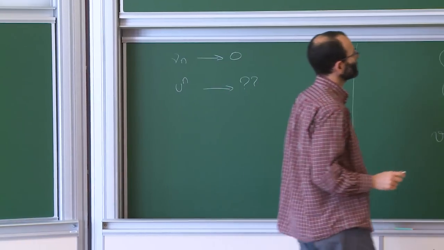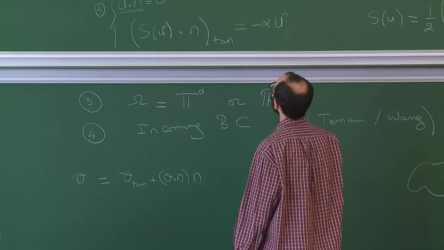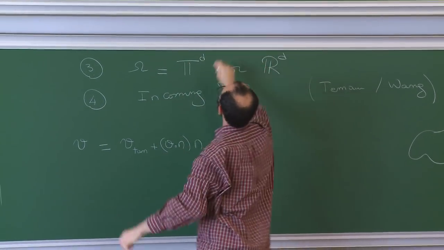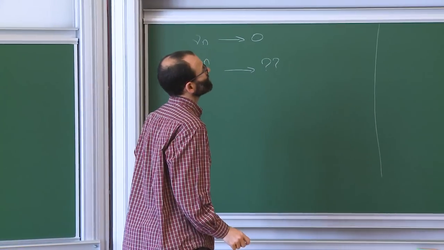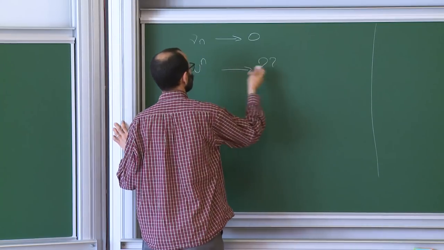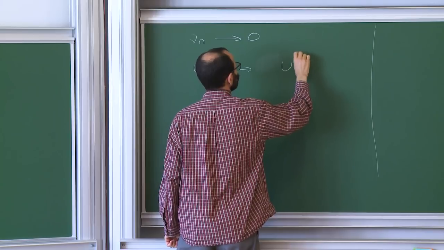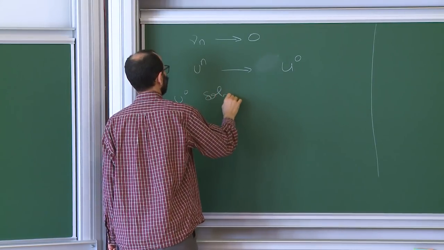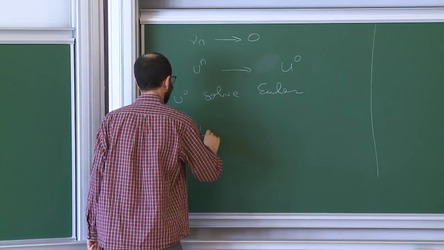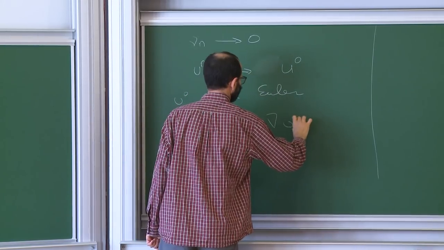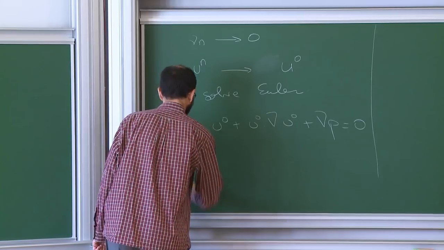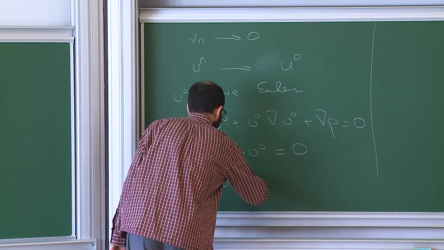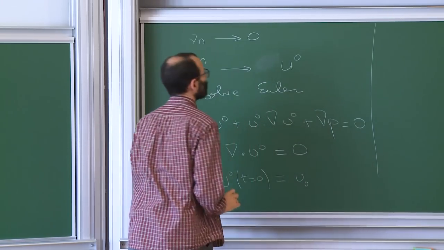Now, formally, if we study this limit formally, what we expect, maybe I can write it there. So we expect that the viscosity term disappears. So we expect u n to converge to something that we call u0. But now it solves Euler, namely, the following equation. And u0 at t equals 0 equals the initial data.